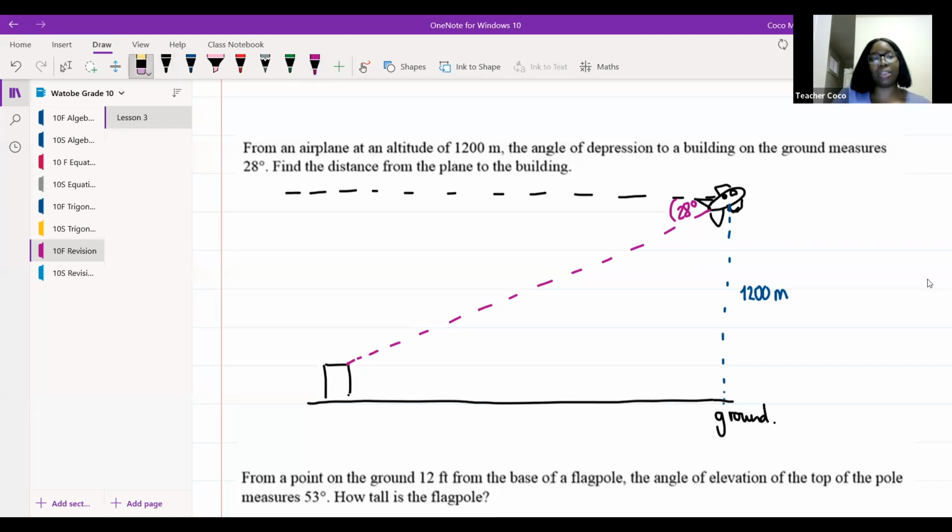Oh, so I'm lying. So this isn't the ground. This is our building. Our building is over here. This is our building. Okay. This is where our building is, which means that our building is actually on this line.